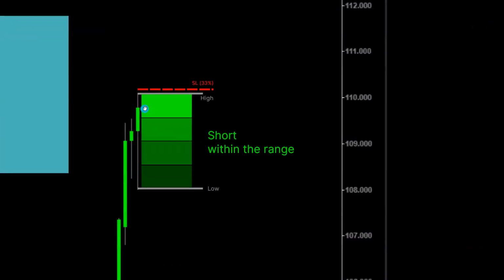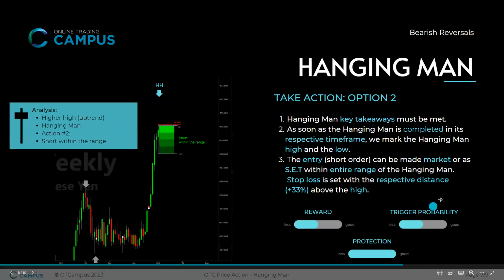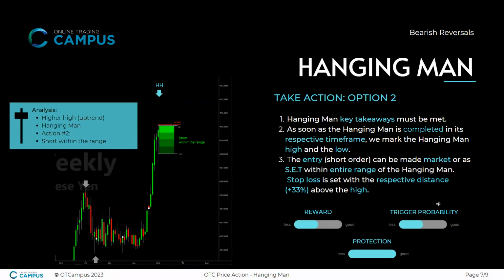If you enter at the end, on the close of the previous weekly close here, you have a super small zone, right? This will be a zone, and this is the origin zone. That's crazy. You'll increase your profit margin. Trigger probability is sometimes a little bit low, maybe you'll not be triggered.